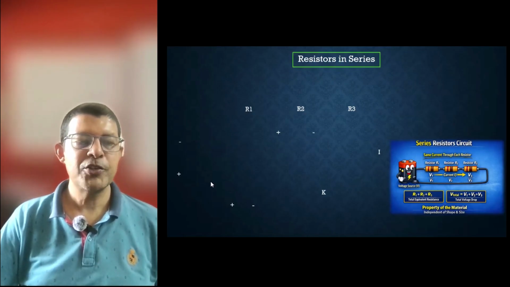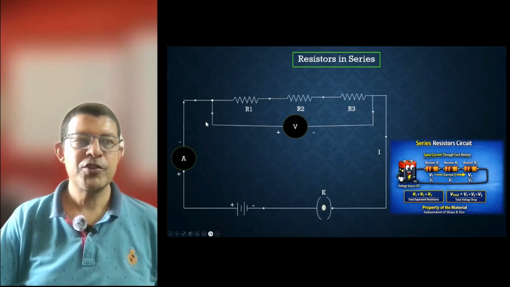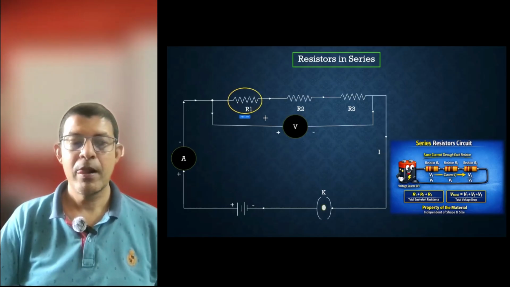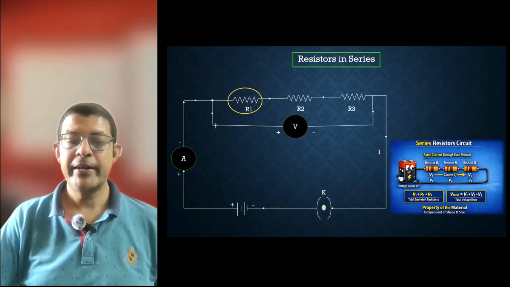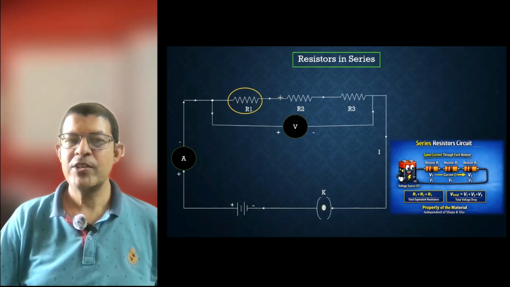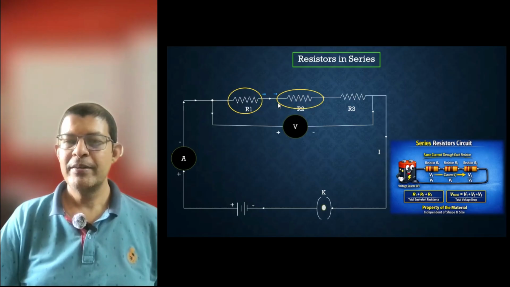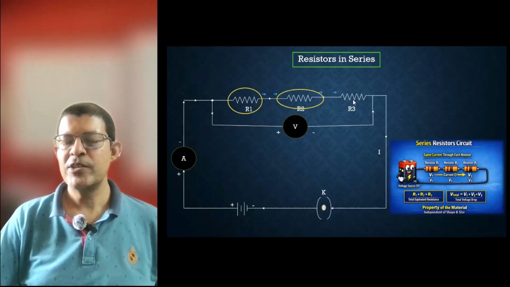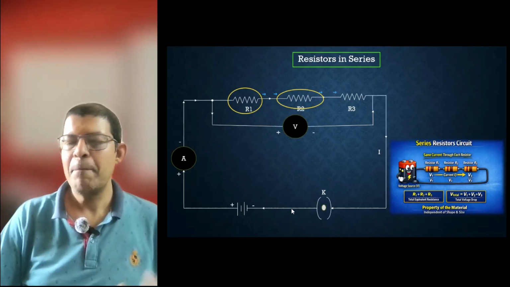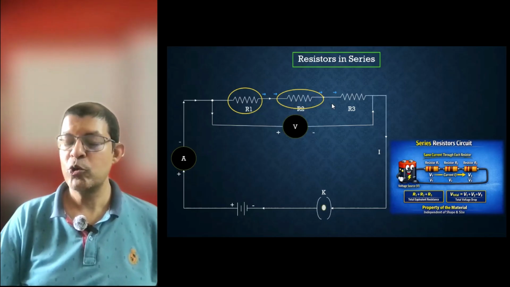So how do we form the series combination? This is how the series combination is formed. As you see here, we take resistor 1 and connect it to the left hand of resistor 2. Right hand of resistor 1 is connected to left hand of resistor 2. And likewise, right hand of resistor 2 is connected to left hand of resistor 3. And the other hands are connected to the battery. This is how a series combination is going to look like.